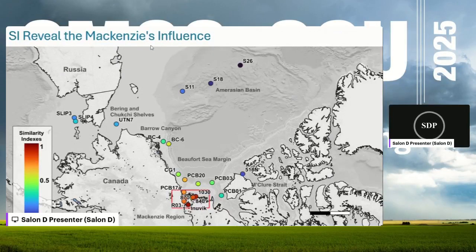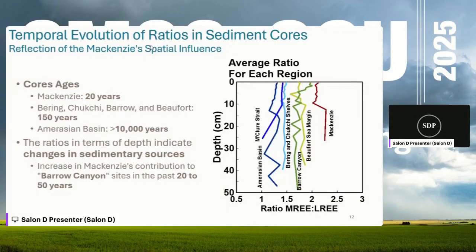So we took the same ratio that I talked about before, the medium rare earth elements over the light ones, for every sample at every depth, and we made profiles with that. Here we have the depth on the y-axis and the ratio on the x-axis. The deeper we are, the older the sediment is. For most of our sites, we're talking about 150 years.